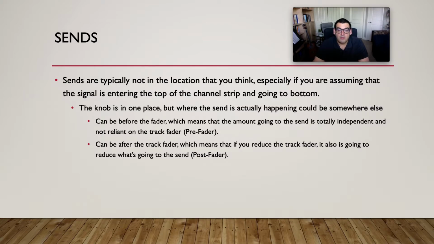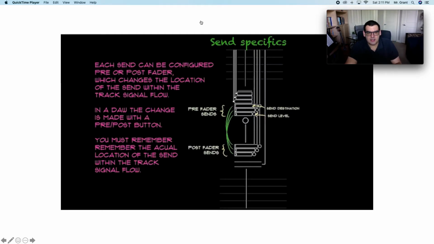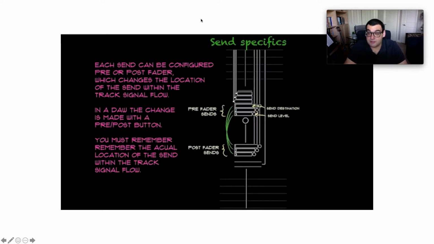So, remember, the signal can come in before the fader, which means that the amount going to the send is going to be totally independent and not reliant on the fader that you choose, okay? Or the signal can come through the send and then out through a post fader, where you then can control the level of the signal coming out. So let's take a look at this example. It's easier to understand through this example.